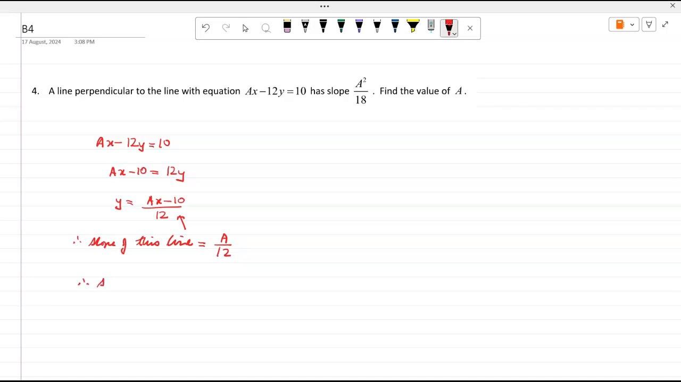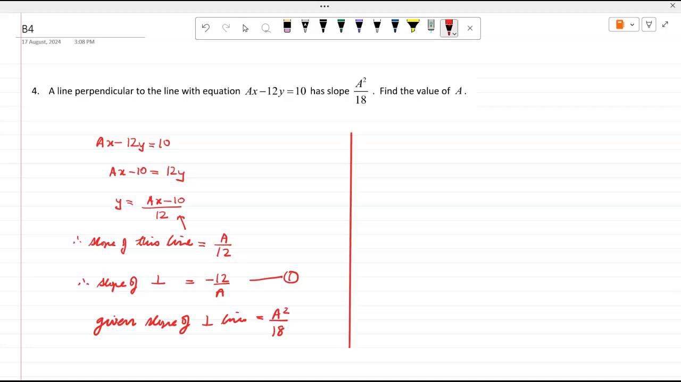What is the slope of the perpendicular line? It would be minus 12 over a. And what have you been given as the slope of the perpendicular line? A squared divided by 18. That's a given. So then what do you do? Equate them. So minus 12 over a is equal to a squared over 18.